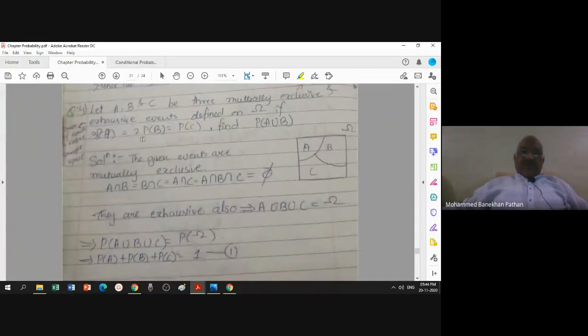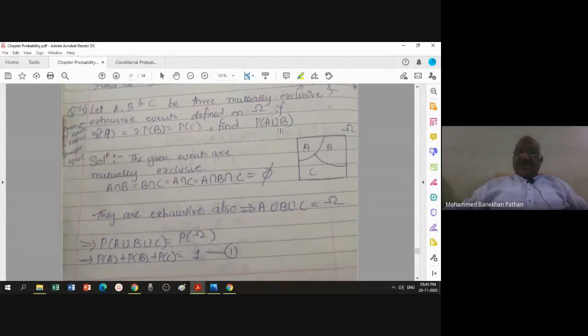Question number 4. A, B, and C are three mutually exclusive and exhaustive events defined on omega such that 3 times P(A) equals 2 times P(B) equals P(C). This is the relation between the probabilities of these three events. I want to find the probability of A union B. Now, what is the probability of A union B?